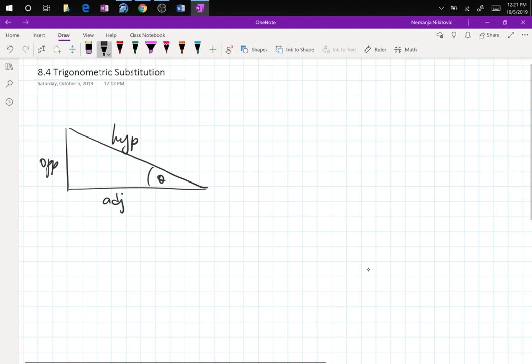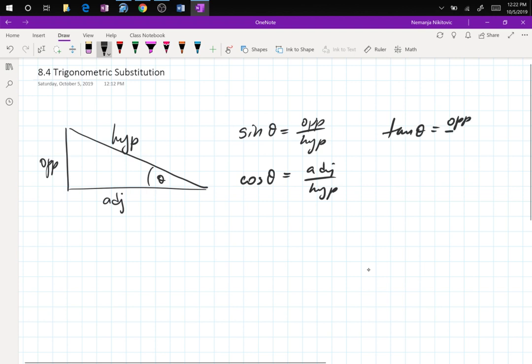So now with that, you are going to have the 6 trigonometric functions you can write, but you technically just need 3. So sine theta is going to be opposite over hypotenuse. Cosine theta is adjacent over hypotenuse, and tangent theta is opposite over adjacent. You do not need anything else, but you can.